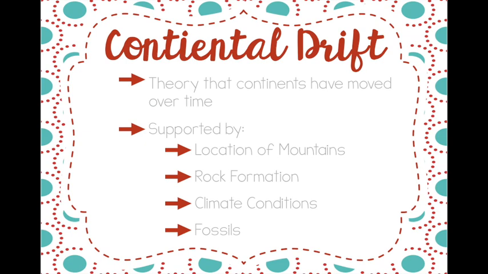The things that support continental drift are the locations of the mountains. Several mountain ranges, if you start putting the continents together, line up. Rock formation also supports this theory, because you'll find different types of rocks in different continents that wouldn't necessarily make sense. It would have to be that they were at one time part of the same continent, which is the theory of Pangaea. Climate conditions also contribute to that. Different climate conditions and different species of fossils were found in different areas of the world, which again supported the idea that the continents were once one.